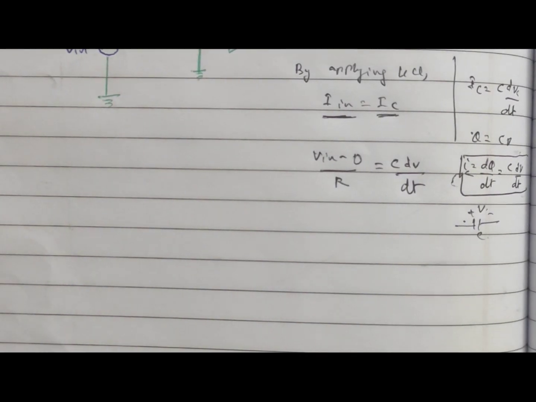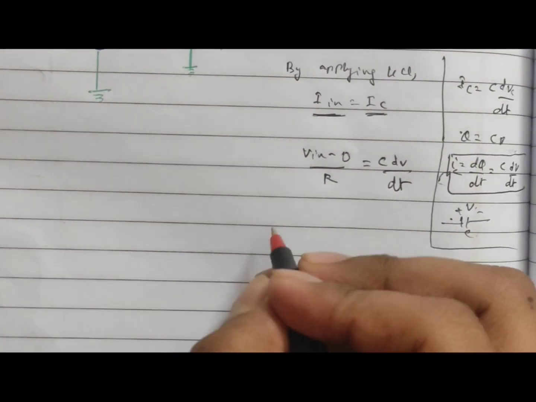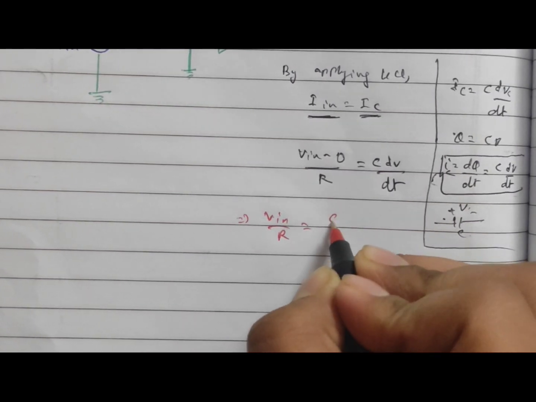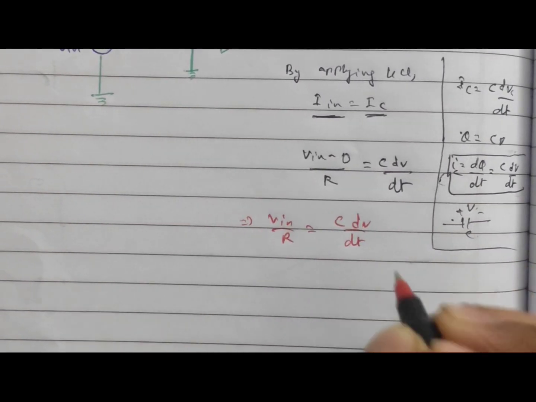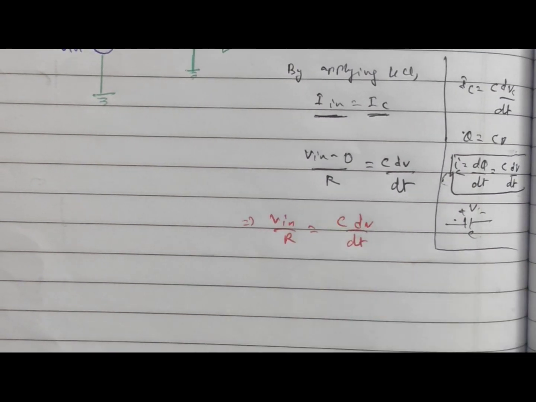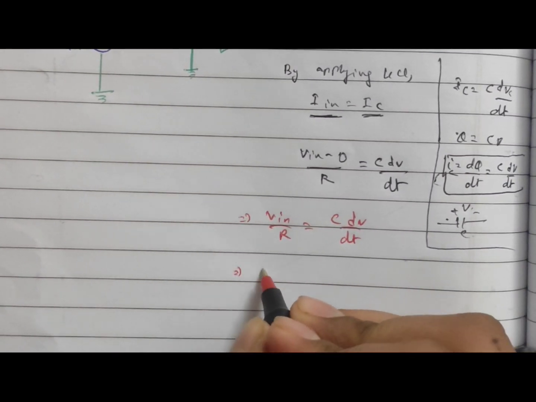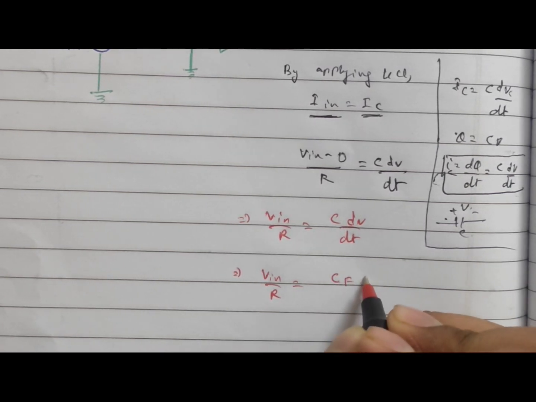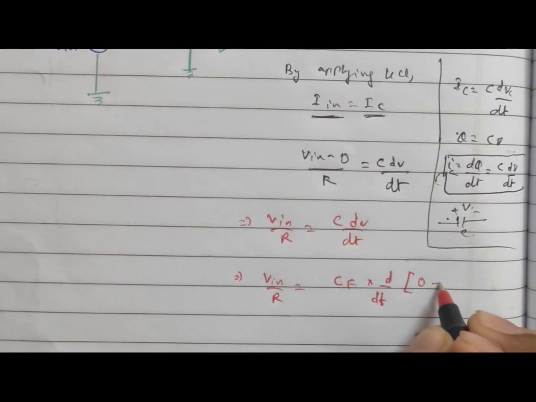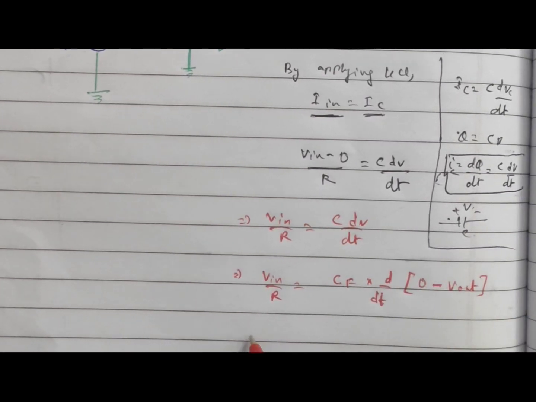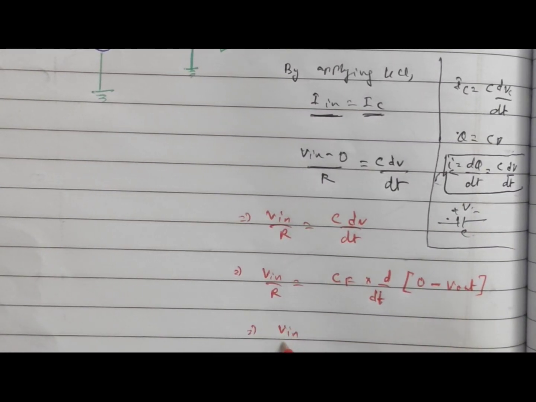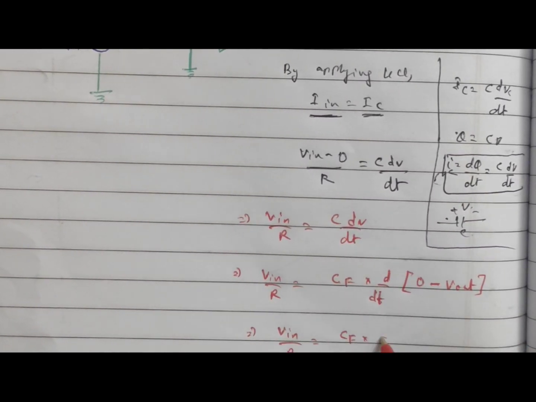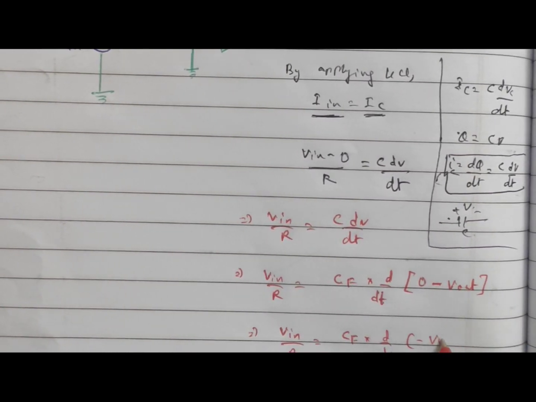And by simplifying the above equation, we can get Vin by R is equal to C dV by dt, where dV is the voltage across the capacitor. Now we can write the equation as Vin by R is equal to CF into d/dt of 0 minus Vout. By further simplifying, we get Vin by R is equal to CF, that is feedback capacitance, into d/dt of minus Vout.